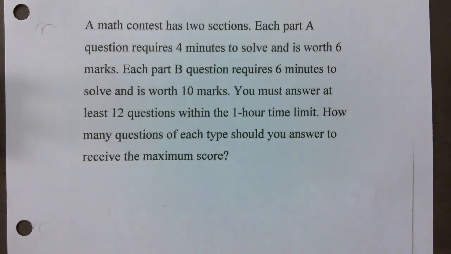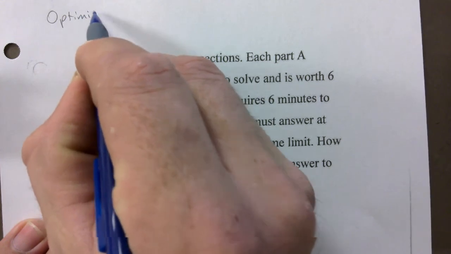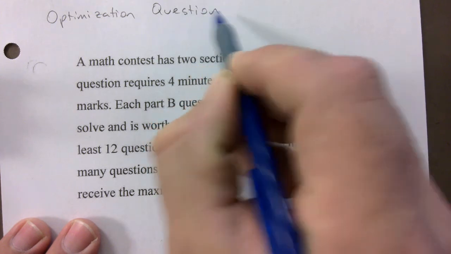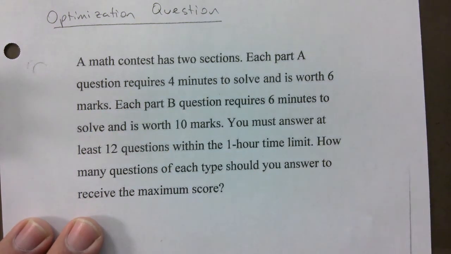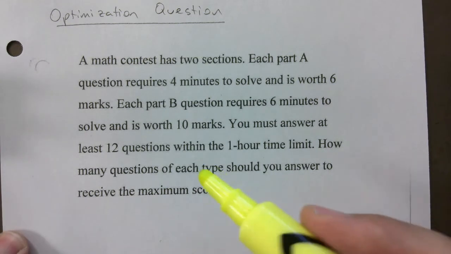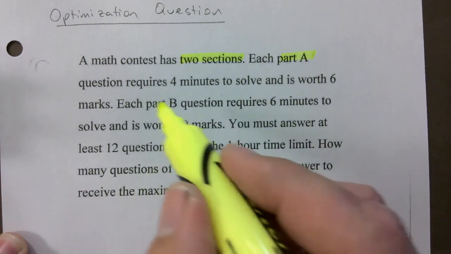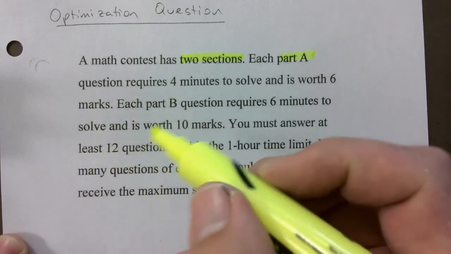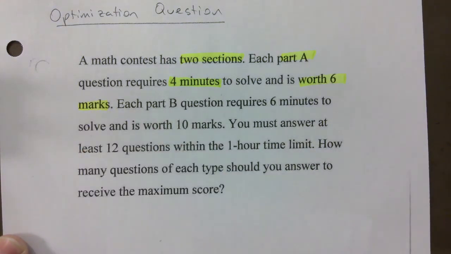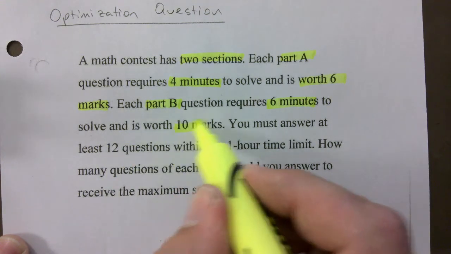Let's put a header on this. Put down optimization question at the top, so you know I want this to be in your binders with your notes. Okay, so you've got two sections, section A, and each question in section A requires 4 minutes to solve, and it's worth 6 marks. Part B requires 6 minutes to answer, and it's worth 10 marks.